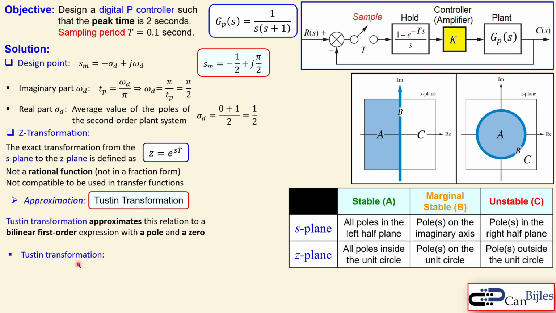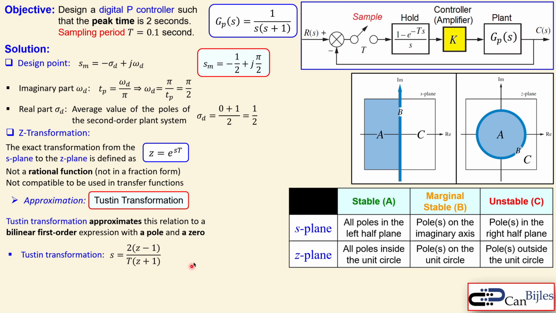Now the Tustin transformation, the forward transformation, is given by this expression. So it's actually saying the following. If you want the S from the Z, then S is equal to 2 over your sampling time times this value here, so z minus 1 over z plus 1.